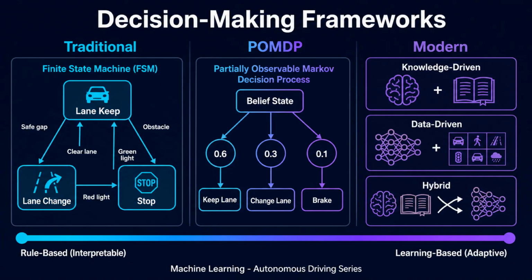Knowledge-driven approaches encode driving rules and traffic laws as a structured knowledge base. Data-driven methods learn decision policies directly from large datasets of human driving. The most promising direction is hybrid approaches that combine learned policies with safety constraints and rule-based guardrails. This gives you the adaptability of machine learning with the safety guarantees of explicit rules.